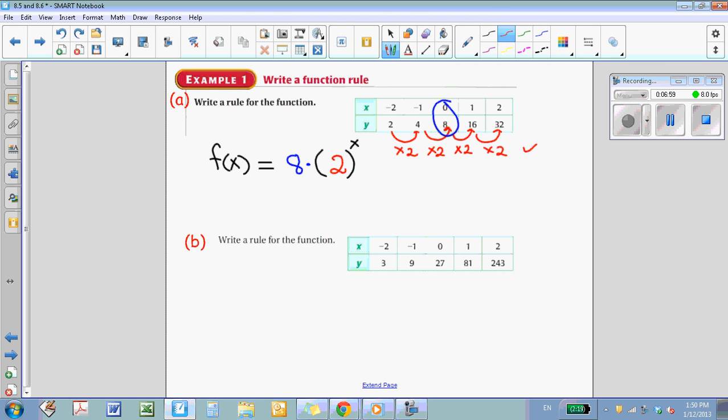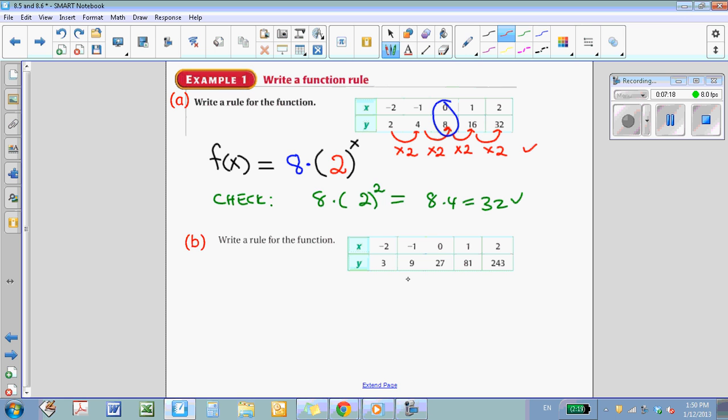And if you have some extra time, you can always check by plugging in one of these values. So for example, if I plug in 2, I want to make sure that my answer comes out to be 32. So 8 times 4 is 32, so I know that my function is correct.